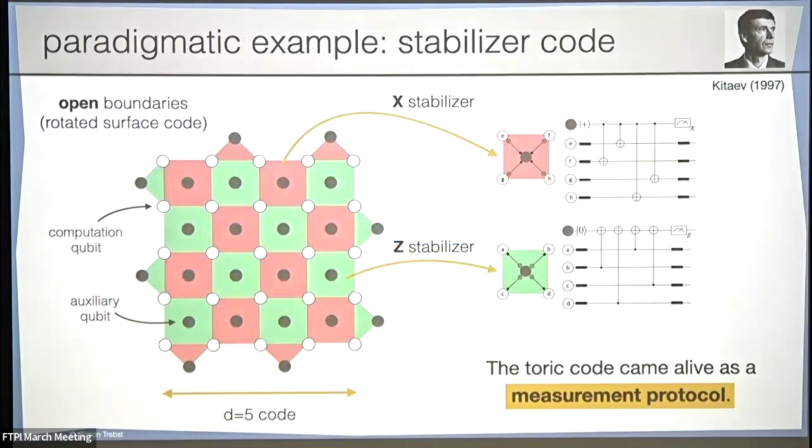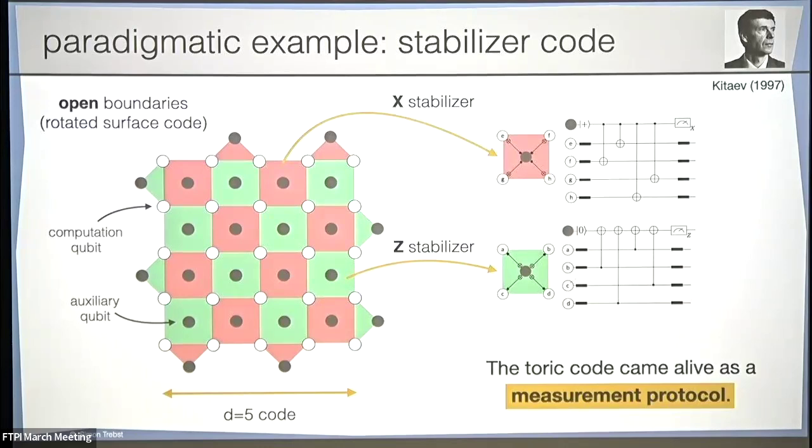Of course, some of us knew this all along. Alexei Kitaev knew this in '97 when he wrote down the toric code. The toric code is really a measurement protocol. It has two types of measurement, a stabilizer of X's and a stabilizer of Z's. And how does it work? You take a plaquette, you have an auxiliary qubit in the middle, you entangle that auxiliary qubit with these four qubits, and then you measure it. And thereby you have performed this X stabilizer measurement here.